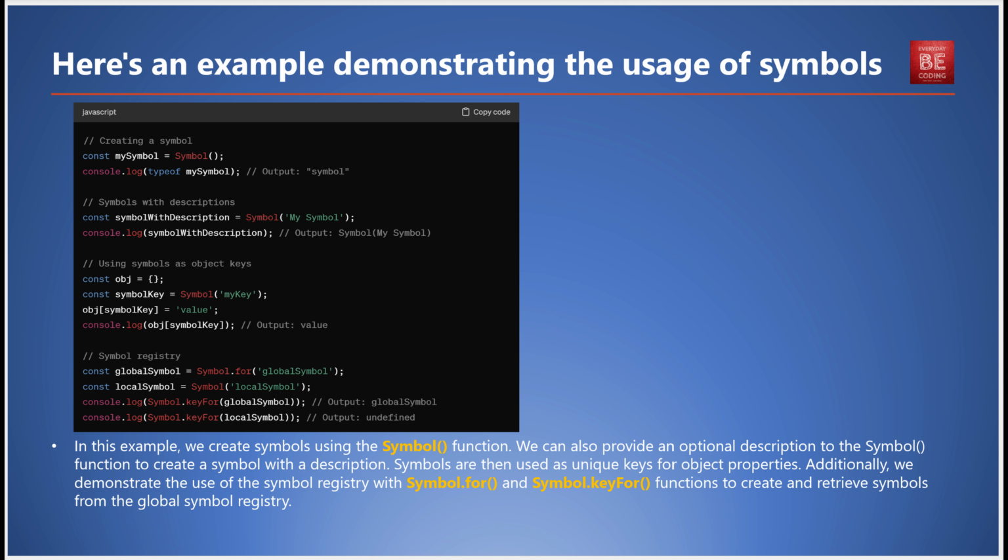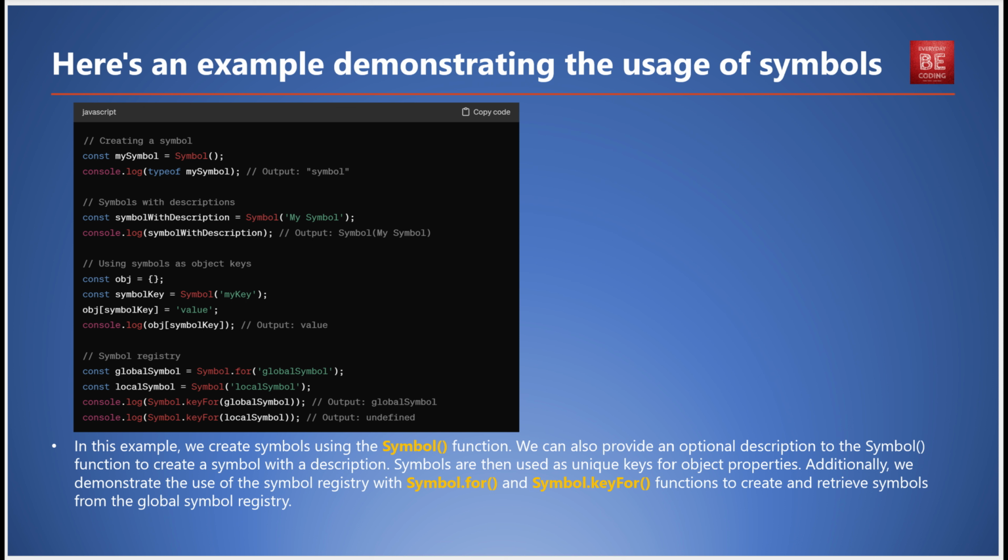That's where the symbol registry comes into play. You can register symbols in the symbol registry, which allows you to share them across your entire application. Symbols can also carry an optional description. This description is a string that helps you identify the symbol. However, it's important to note that this description doesn't affect the uniqueness of the symbol. It's mainly for debugging purposes.